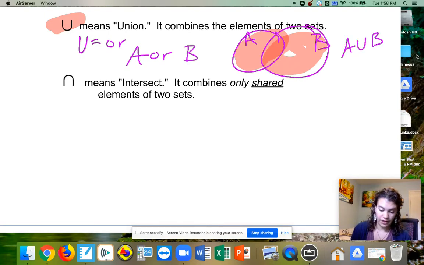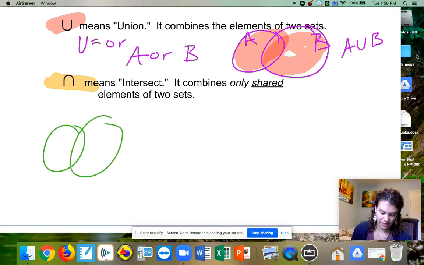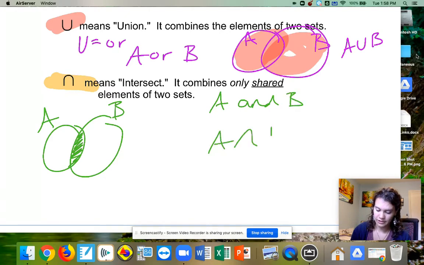So the next symbol here means intersection, or intersect. This is saying you're only using the shared parts. Or in terms of our Venn diagram, if I draw these out again, we have A and B. We're only looking at this part right here. So this would be A and B. It needs to be in both, or A intersect B.